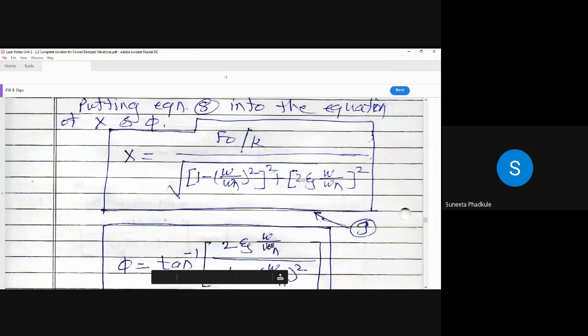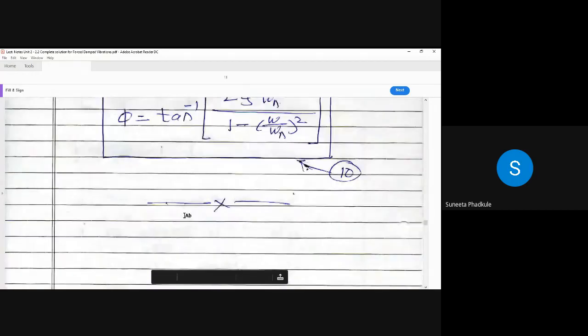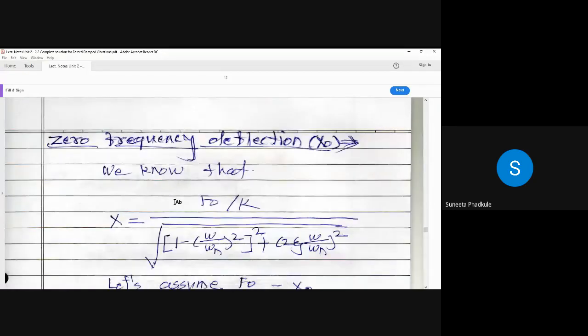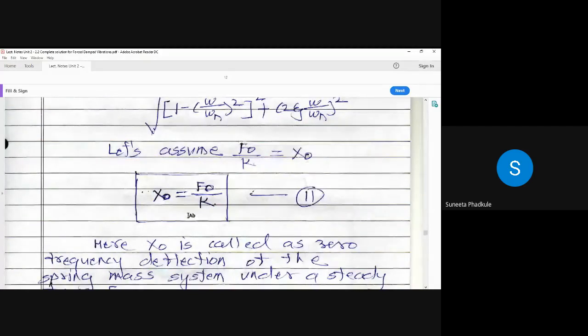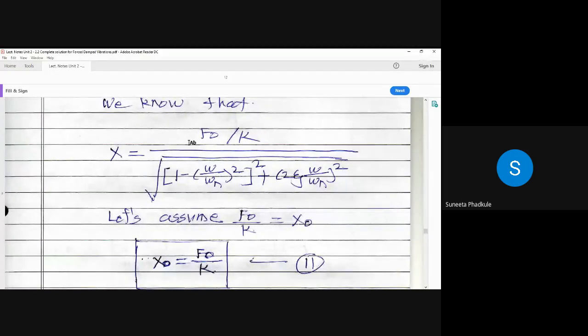Then we define a new term for F0 upon k, the zero frequency deflection. That is zero frequency deflection, F0 upon k. See this one. Okay, so I can write this in dimensionless form: X upon X0 is equal to 1 upon this one. In the next lecture, we are going to study this.